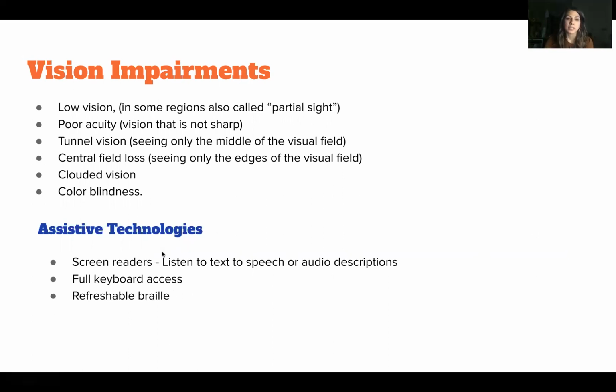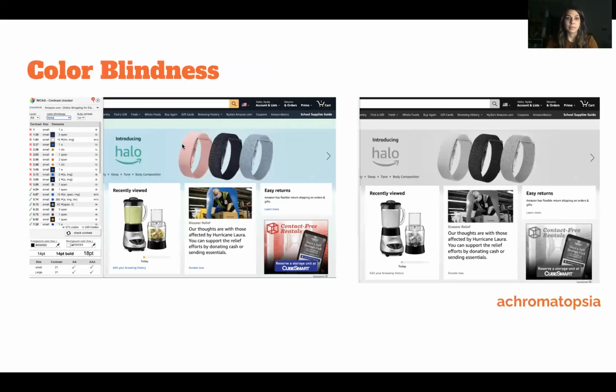One of the assistive technologies people with vision impairments use is screen readers, which is software that reads out everything on your screen. They also use the keyboard to access everything to get the screen reader moving, and refreshable braille. There are some Google Chrome tools to check for these kinds of things, like if you want to check a certain kind of color blindness condition. I think this one is chromatopsia, I'm not sure, but you can take your website and run this Chrome extension, and it'll tell you how somebody with that condition will see your website.